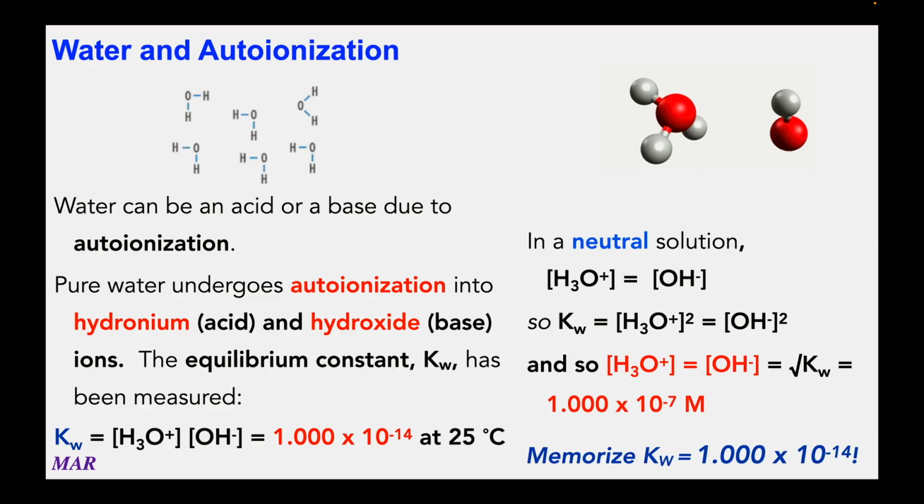So the square root of 1.00 times 10 to the minus 14th equals hydronium, and that's going to be the same number for the hydroxide. That comes out to be 1.000 times 10 to the minus 7th moles per liter. So at room temperature, 25 degrees Celsius, the concentration of hydronium and the concentration of hydroxide are each 1.000 times 10 to the minus 7th, and Kw is 1.000 times 10 to the minus 14th. You really should memorize Kw. That's going to be something we'll use quite a bit in this section, and the sooner you can get it in your brain, the better.